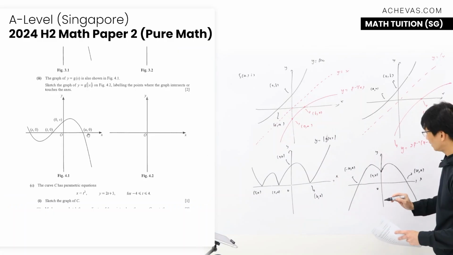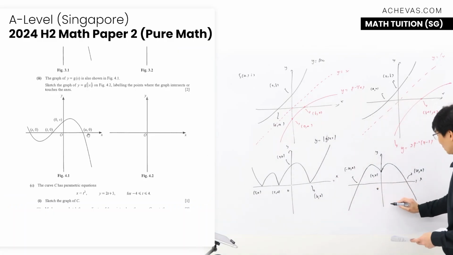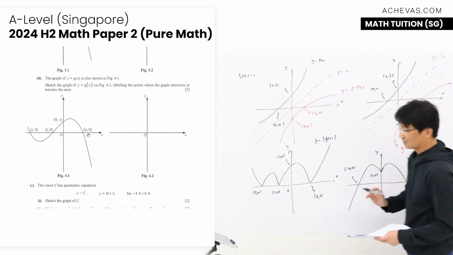I think that's about all. The rest of the things I wouldn't know how to label already. So therefore, this one will just be y equal to g mod x. Okay, that's about it.